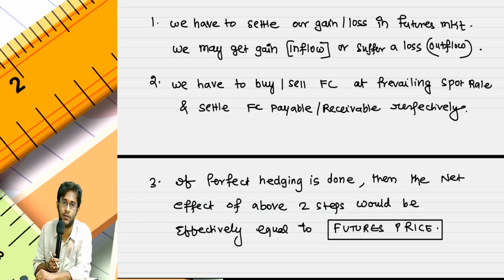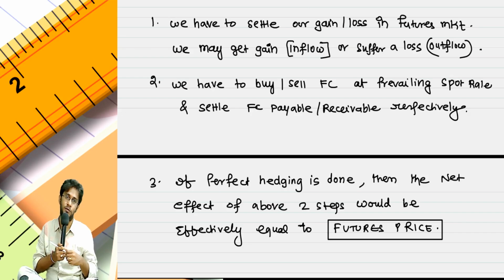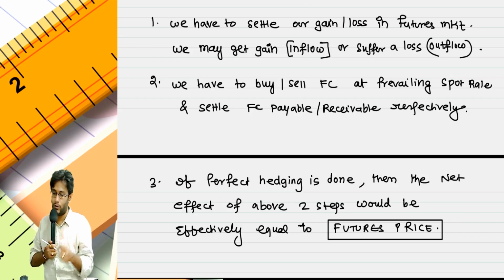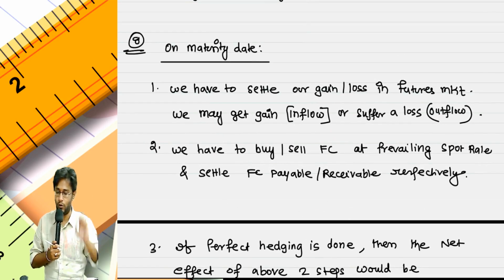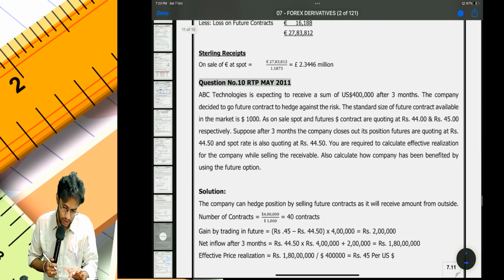Suppose you settle the futures before maturity, sir, then this effective price will not be equal to the futures price, because there will now be two futures prices, a buying rate and a selling rate. So this will work only when you hold till maturity. That's all, sir. You can do questions.